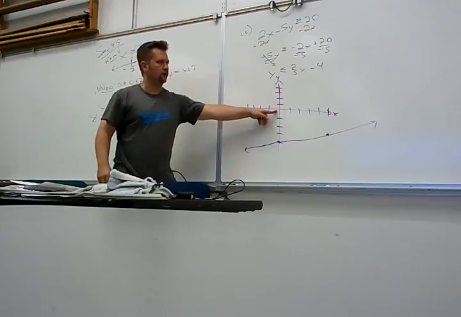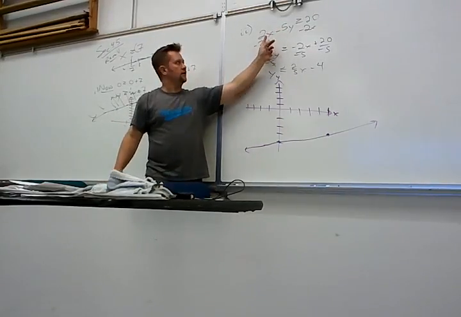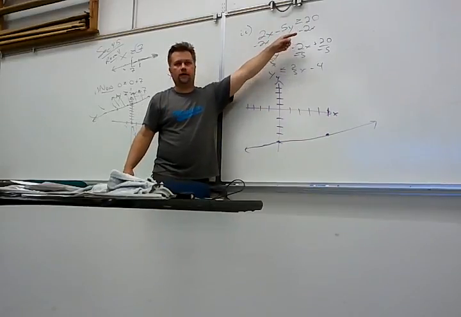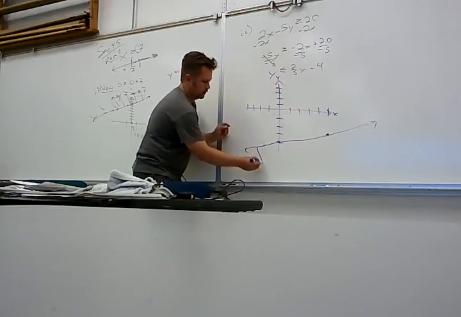And again, you can use a test point. 0, 0, and you can put it in the original one, it's a little easier. 0 minus 0, is that bigger than 20? So you don't want to shade in that direction because it didn't work. You want to shade this way.